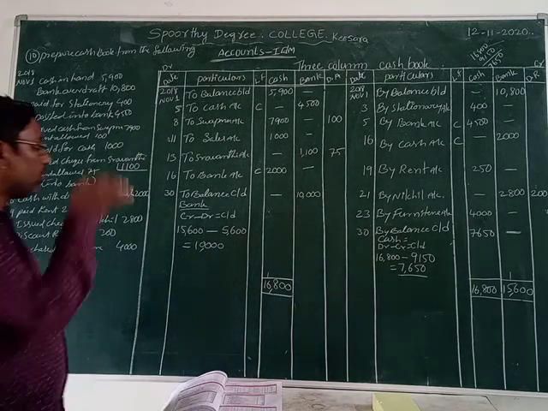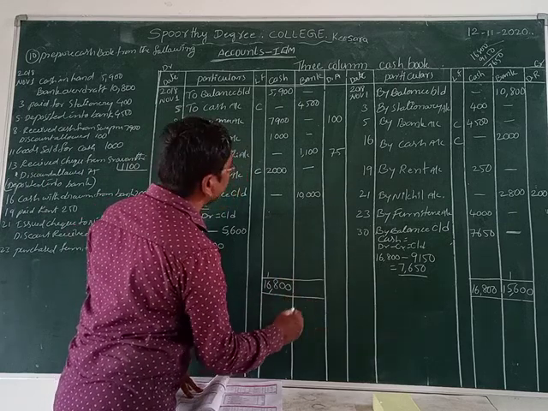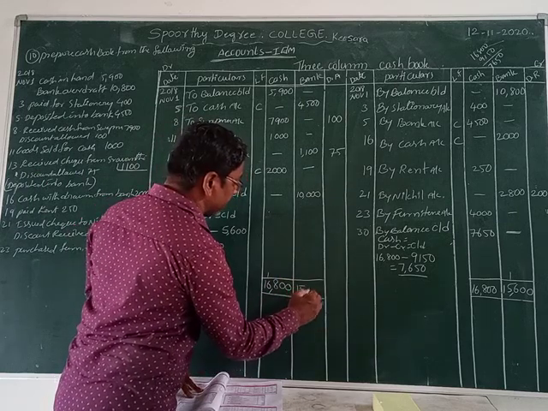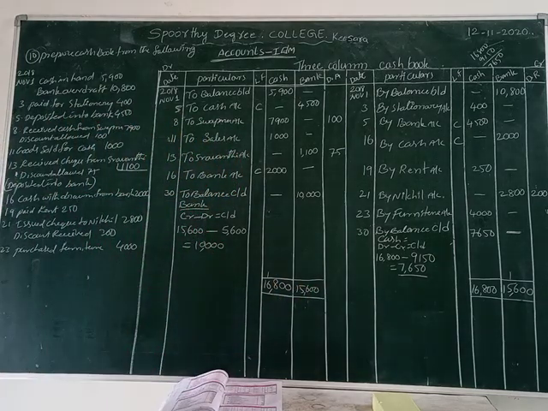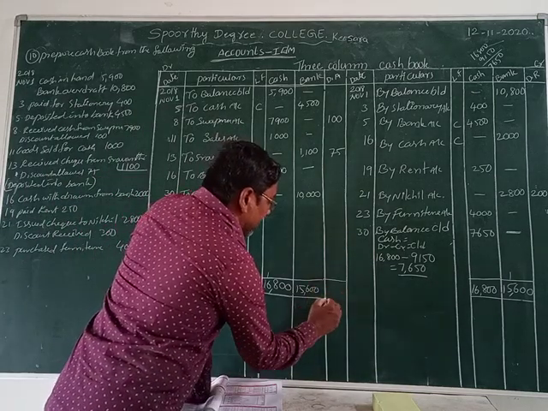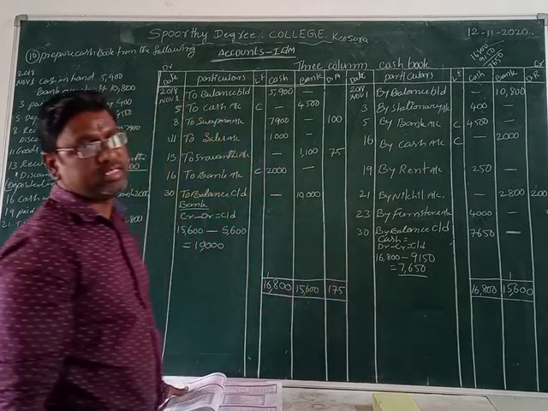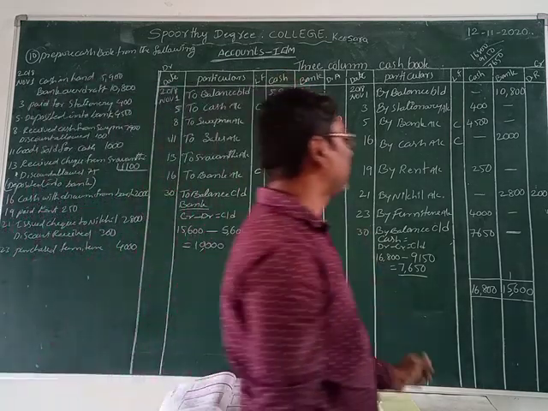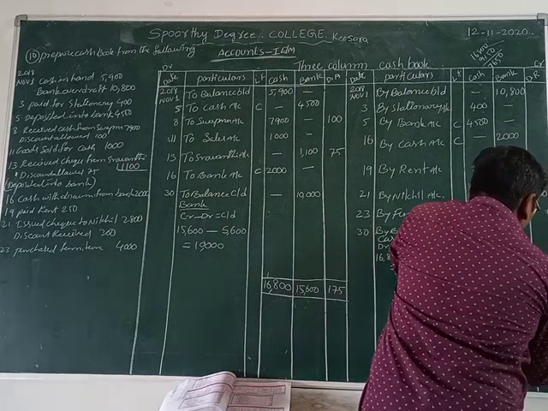Okay? So what is the total in here? Total is 15,600. This is the cash balance. Now we are going to finally do the discount allowed total. What is it? 100 plus 75, 175 rupees is there. And let us do the discount received total. That is 200 rupees.